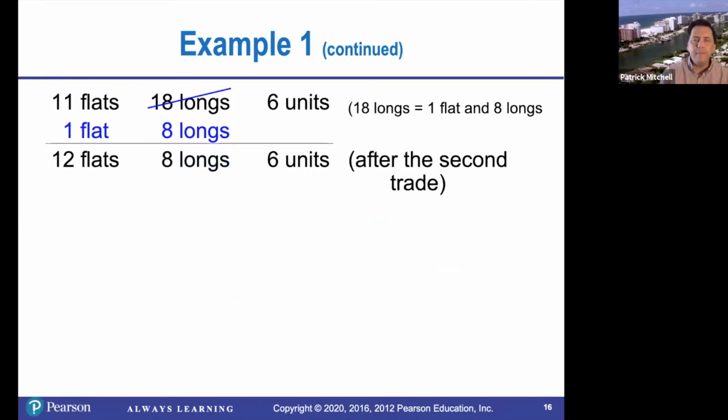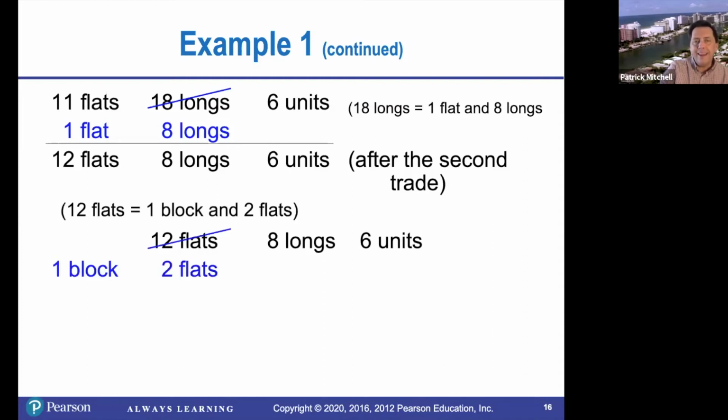So that's even better. But we can take it one step further because remember, we also have blocks. So finally, we're going to take our 12 flats. We're going to trade 10 of those flats for a block. And that leaves us with 1 block, 2 flats, 8 longs, and 6 units. And that's the best we can do.